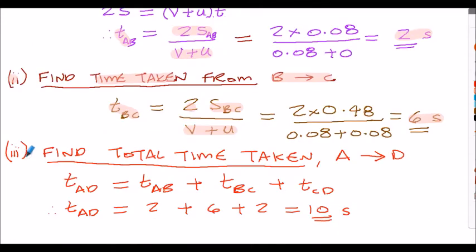So step 3, to find the total time taken, that's from A to D on my diagram above. I just simply add the 3 times together for the acceleration phase, the constant velocity phase, and the deceleration phase. So the total time taken by the stroke of the planing machine in this case is 10 seconds.